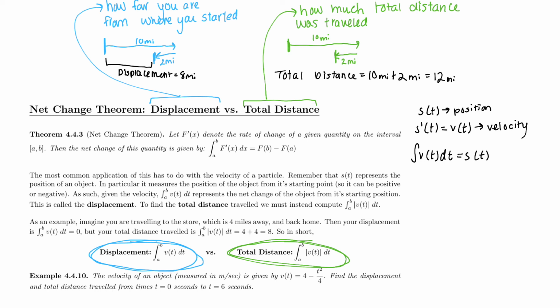So when we talk about definite integrals, there's two different things we can talk about. We can talk about displacement. Sometimes we'll say net change. And total distance, which is how much was traveled, period. Does the difference between those two make sense? The difference between displacement and total distance makes sense?